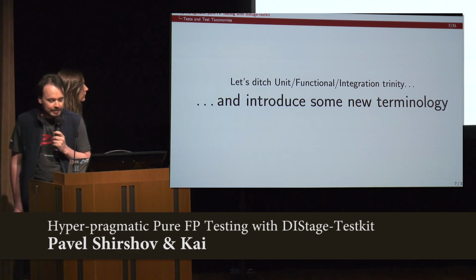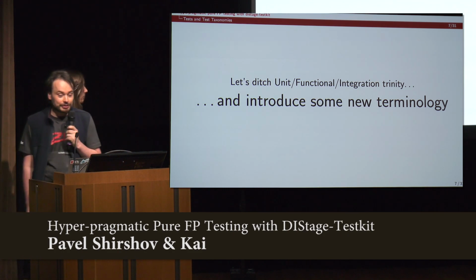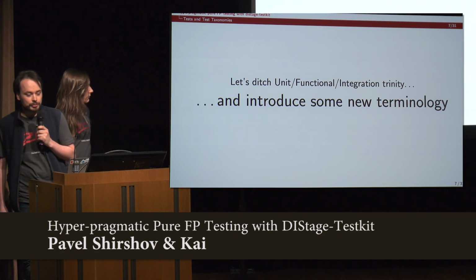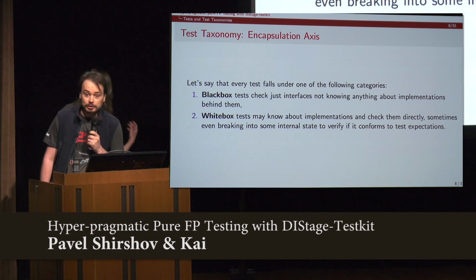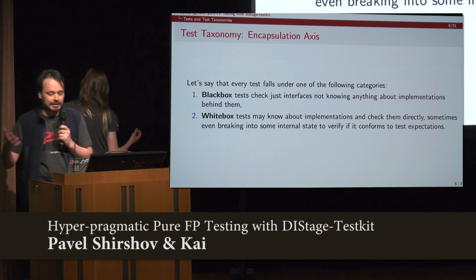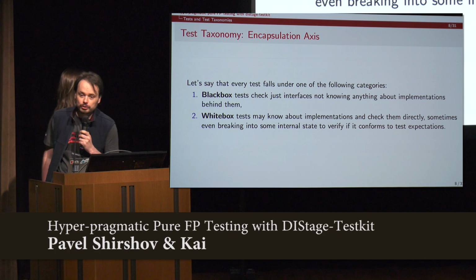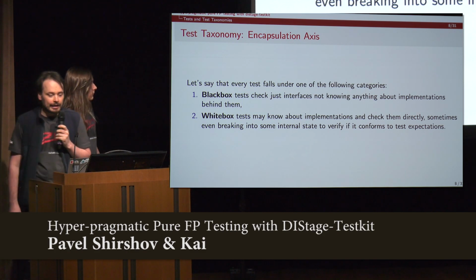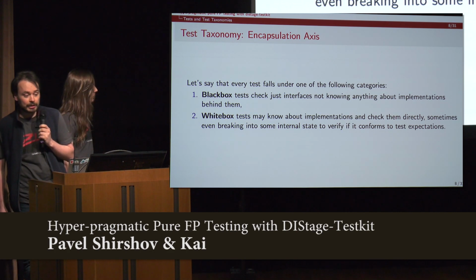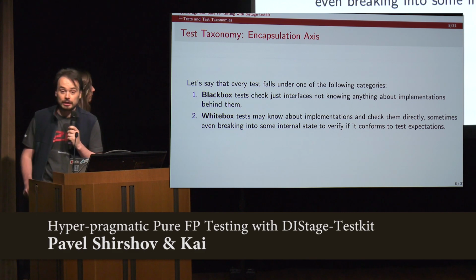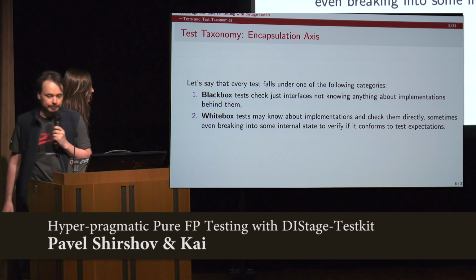So let's start by ditching the classic unit, functional, integration trinity and let's introduce some new terminology. So we may say that every test is either black box or white box. In black box tests, we check just interfaces. We don't know anything about implementations behind these interfaces, so we maintain encapsulation. And in white box tests, we may know about implementations. We may check and verify some internal state, and we may even tamper with that internal state.